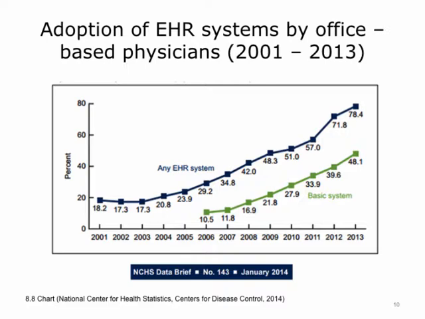The National Center for Health Statistics published that, between 2006 and 2013, the adoption by ambulatory providers of any EHR system rose from 29.2% to 78.4%, and for what was deemed a basic system, the adoption rose from 10.5% to 48.1% over that same time period.